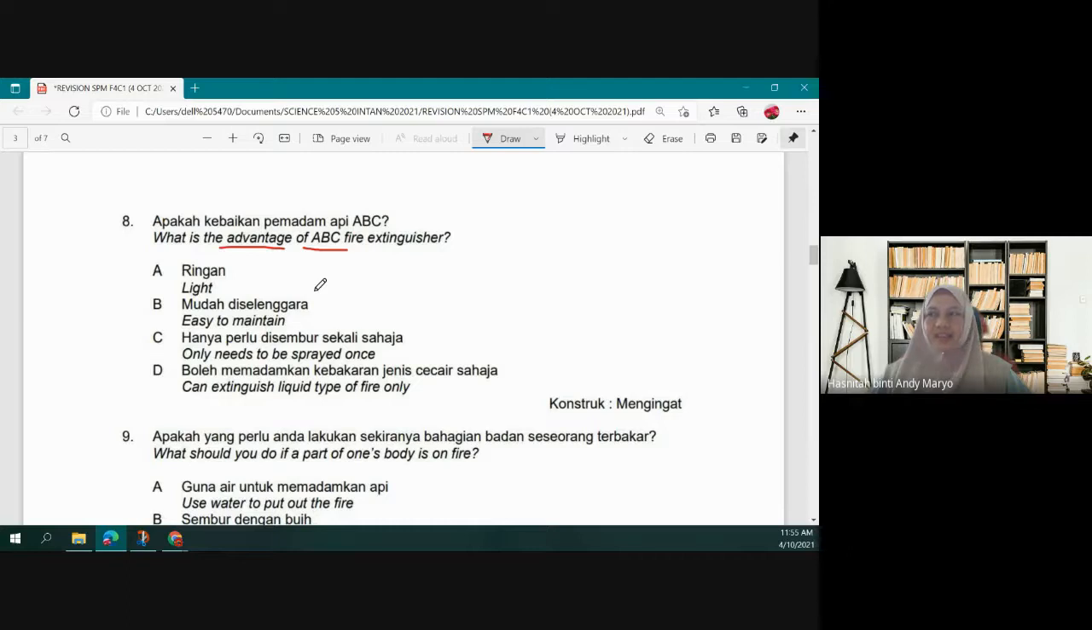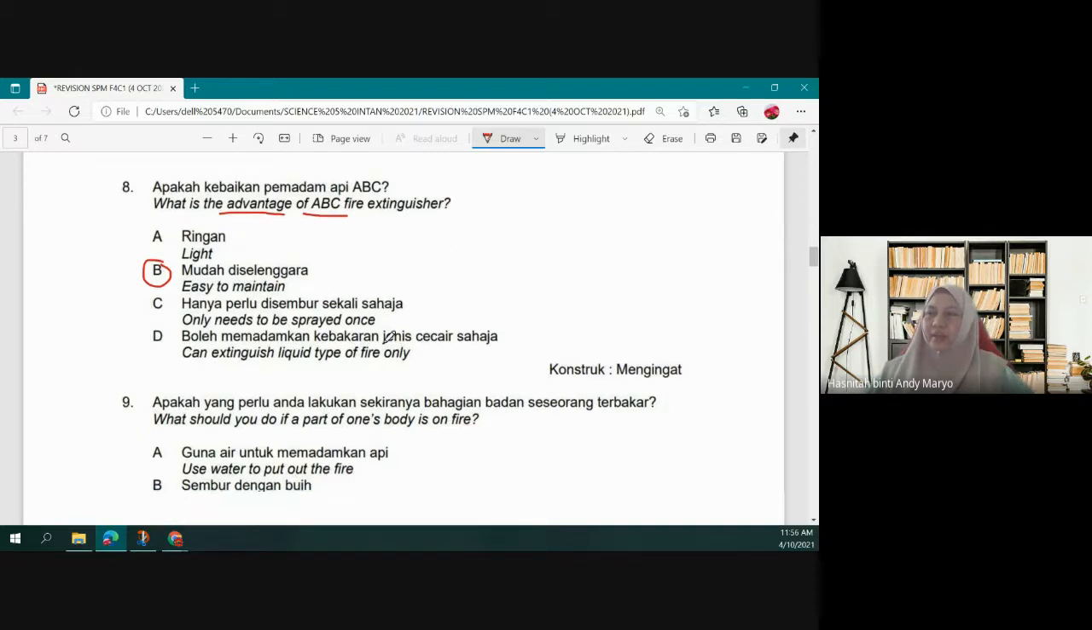Ini senang saja. ABC ini yang paling senang nak maintain. Okay, answer is easy to maintain. Okay, and then it can put out a lot of fires caused by a lot of sources. Dia boleh digunakan untuk padam paling banyak jenis kebakaran disebabkan oleh punca yang berbeza. Alright. Okay, now let's check on number 9.